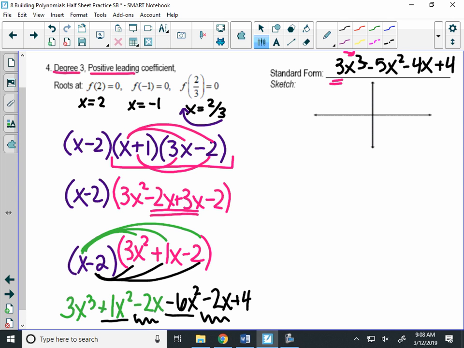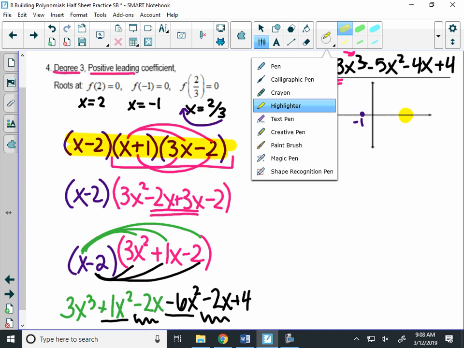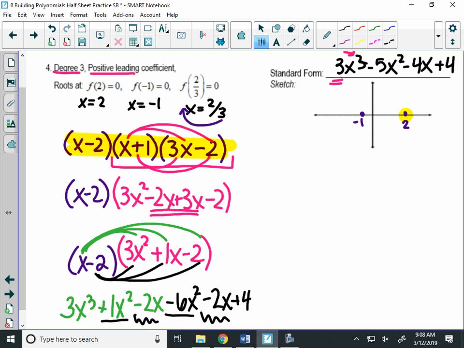Now to sketch your graph. We're sketching a graph based on your factored form. So you're looking right here at this factored form in order to make your sketch. Now you know that there's a root at 2, so you can label 2 on your graph. You know there's a root at negative 1 and a root at 2/3. So I'm actually going to stretch this out just a little bit.